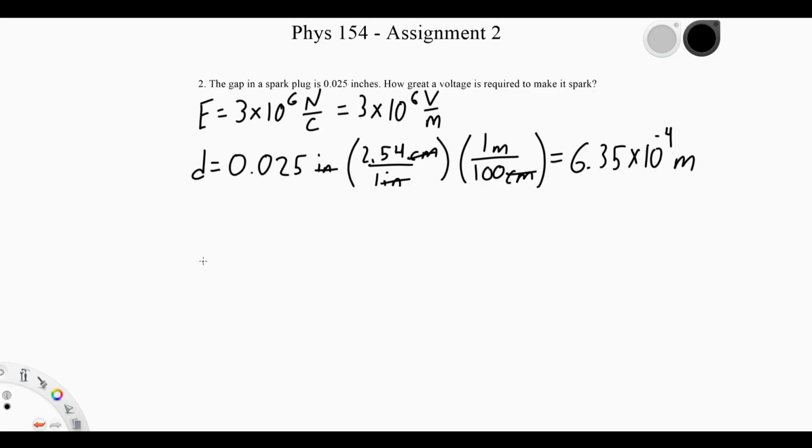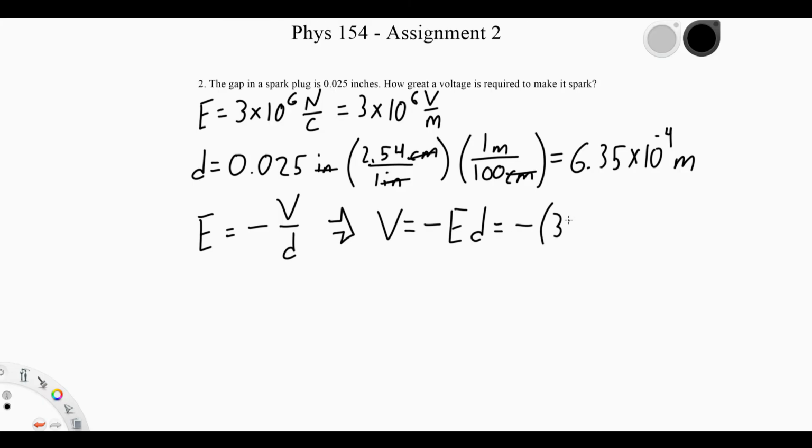Perfect. So the equation we're going to use here is just the electric field is equal to negative the potential difference over the distance. We can rearrange this. We can multiply negative d over to the other side, and get the electric potential equal to negative ED. Plugging in, we have negative 3 times 10 to the 6 volts per meter times 6.35 times 10 to the negative 4 meters.